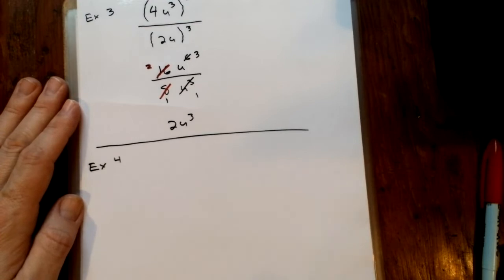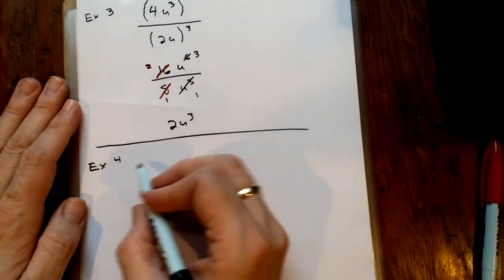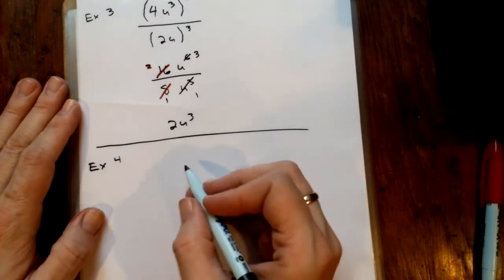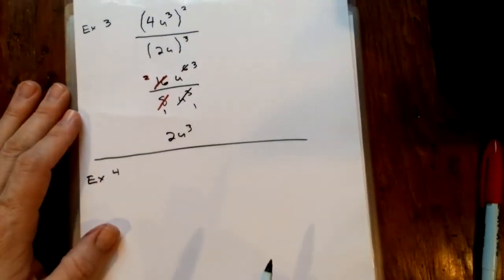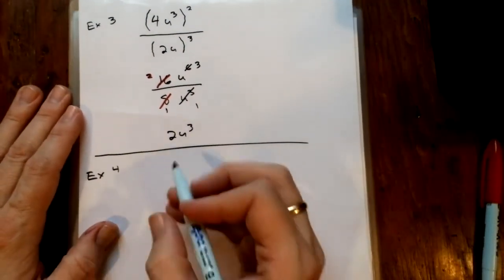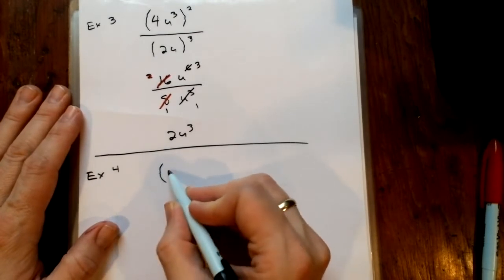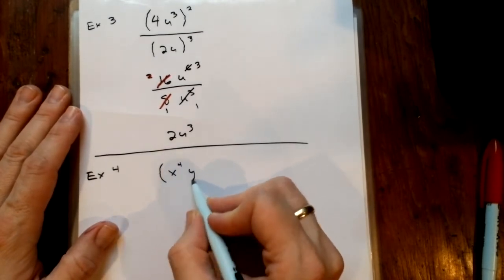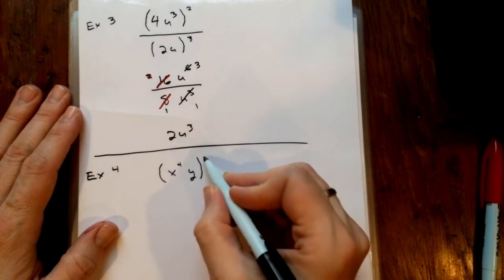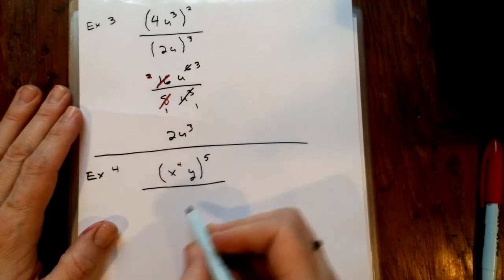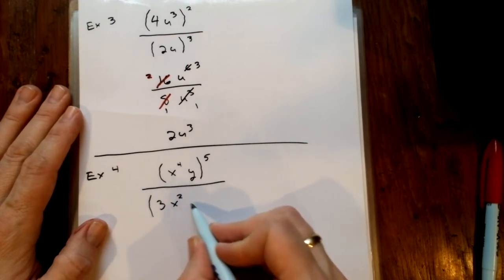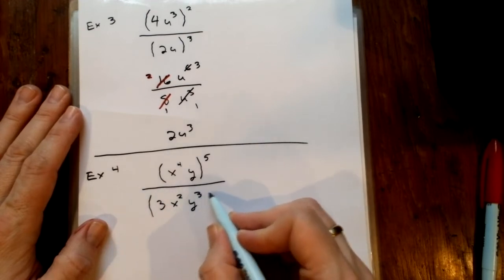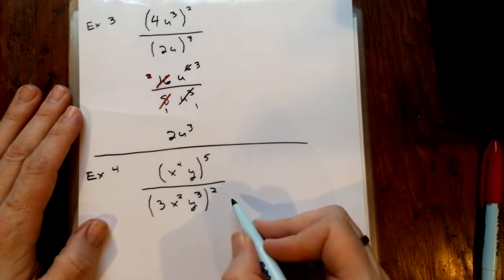All right. I'm going to keep going here. For my 4th example involving our quotient rules and power rules, I'm going to do another of this type. Let's say we've got x to the 4th y to the 5th, and I'll put that over 3x squared y cubed, squared.